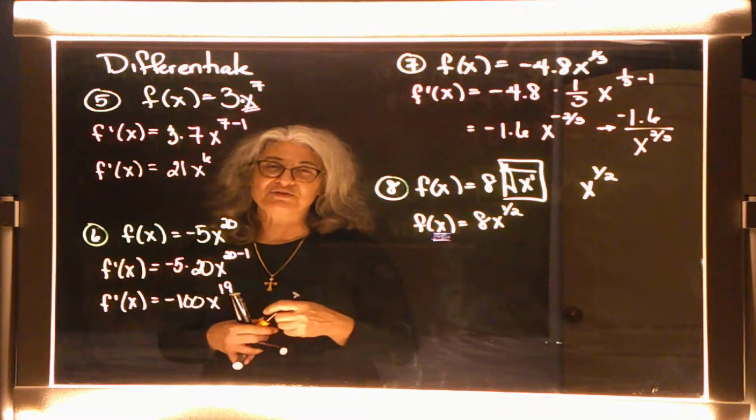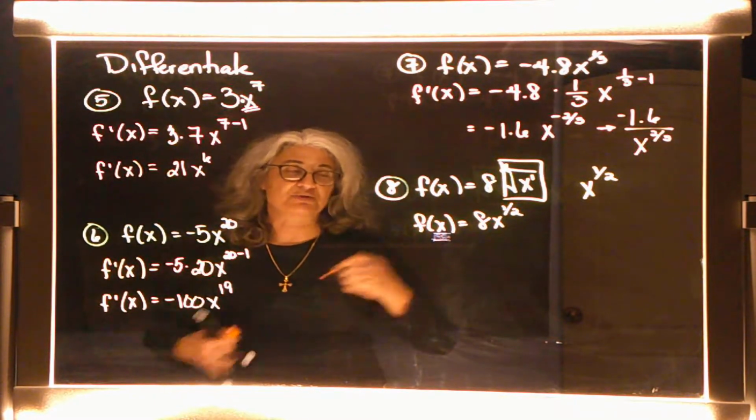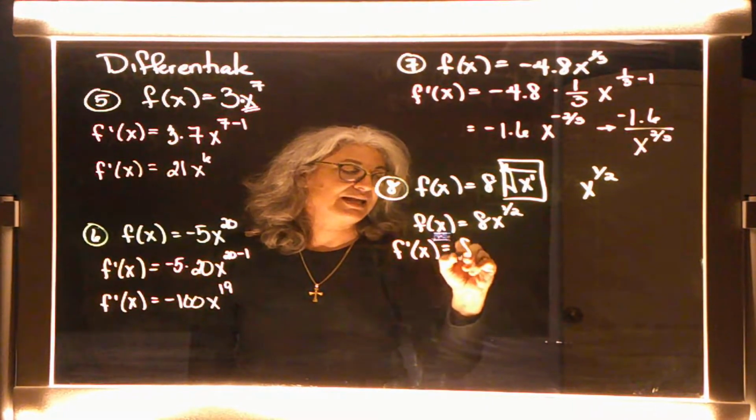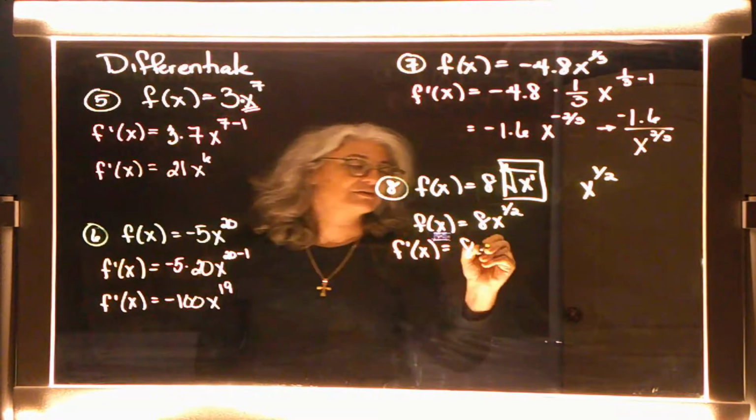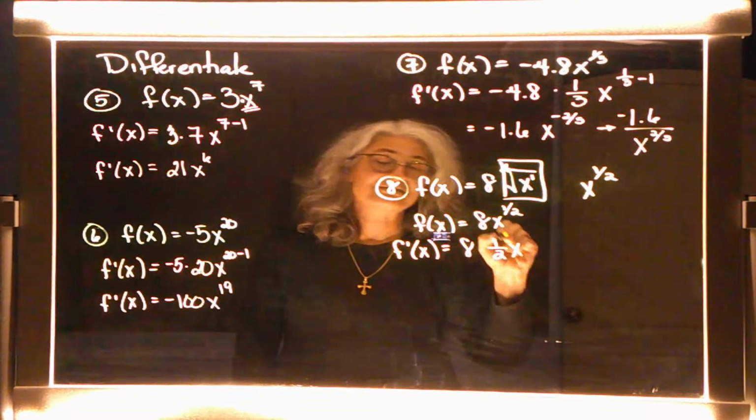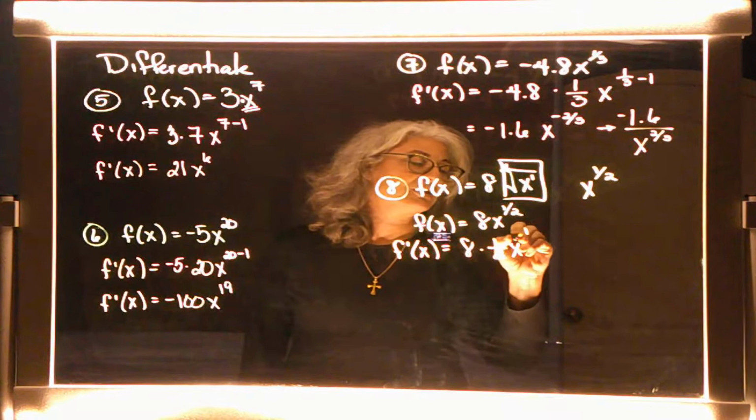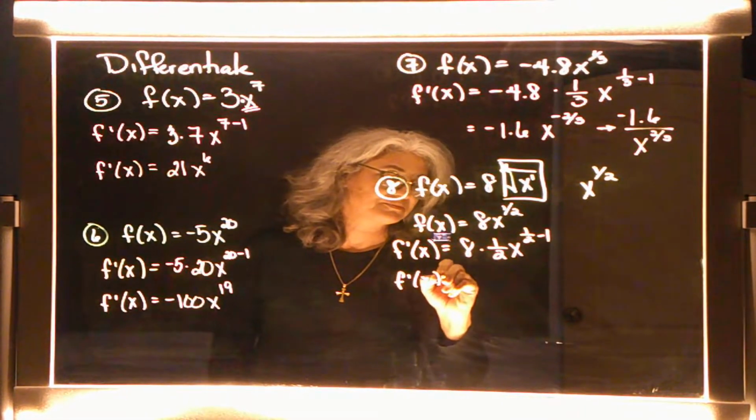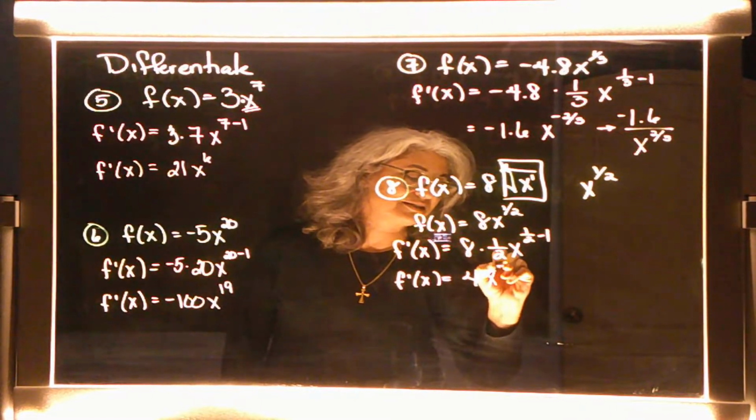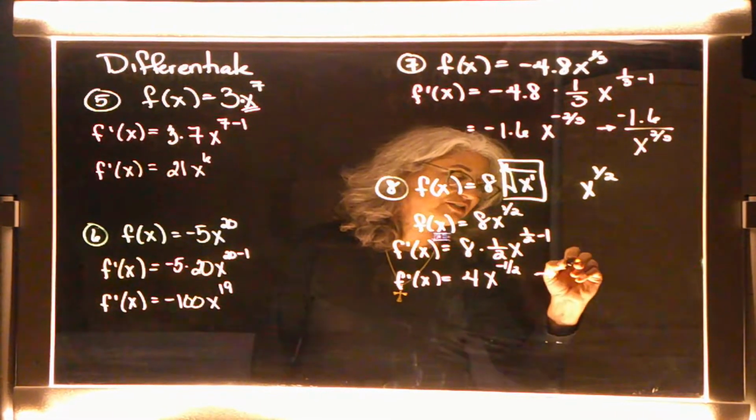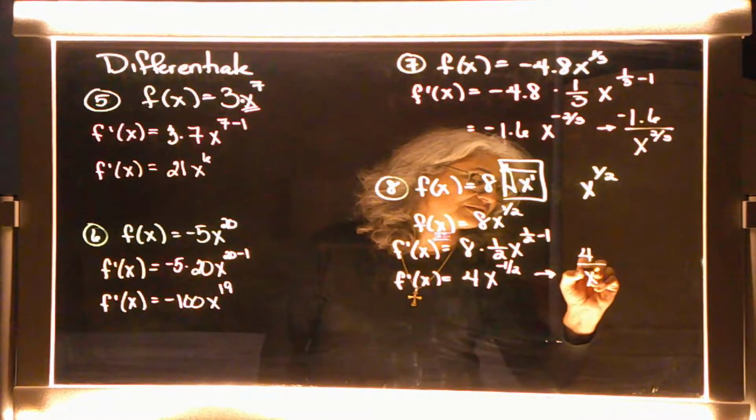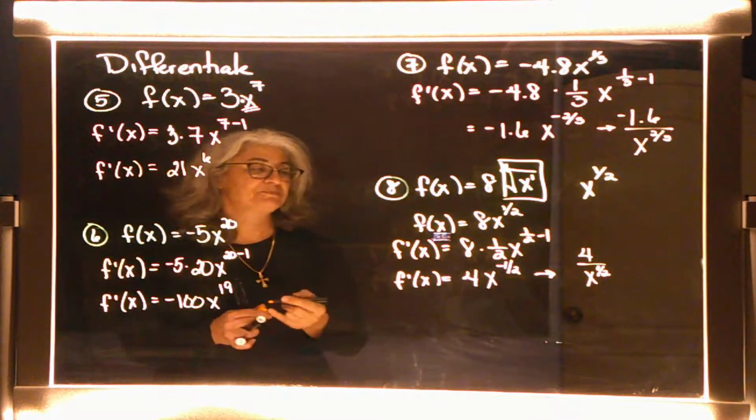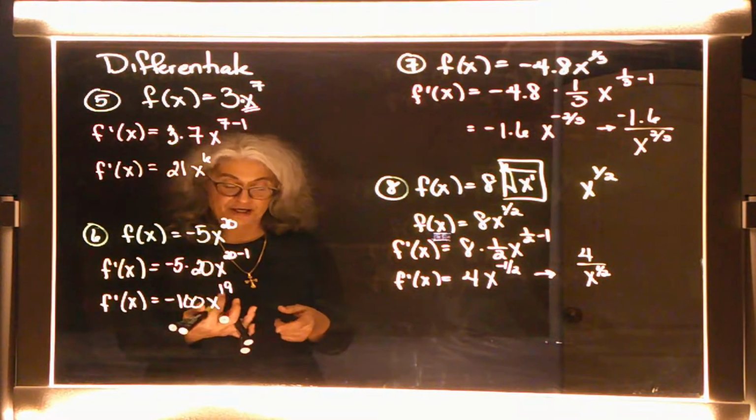Yeah, got to remember these little things from whenever we learned them in algebra days. Which means the derivative, that's right, is 8 times 1/2 x to the 1/2 minus 1, or 4x to the negative 1/2. And if they don't want any negative exponents, there we go. Agreed? Okay.